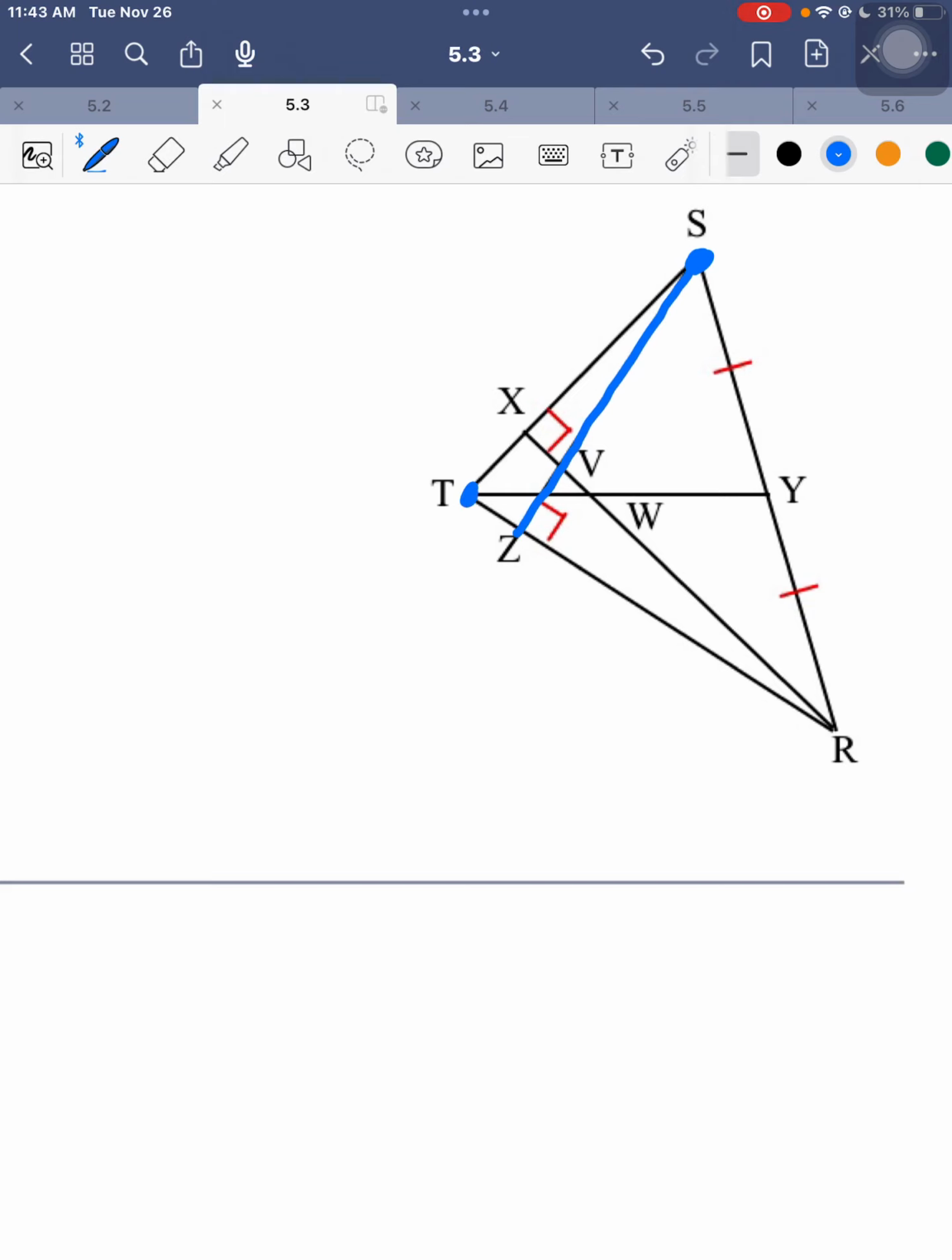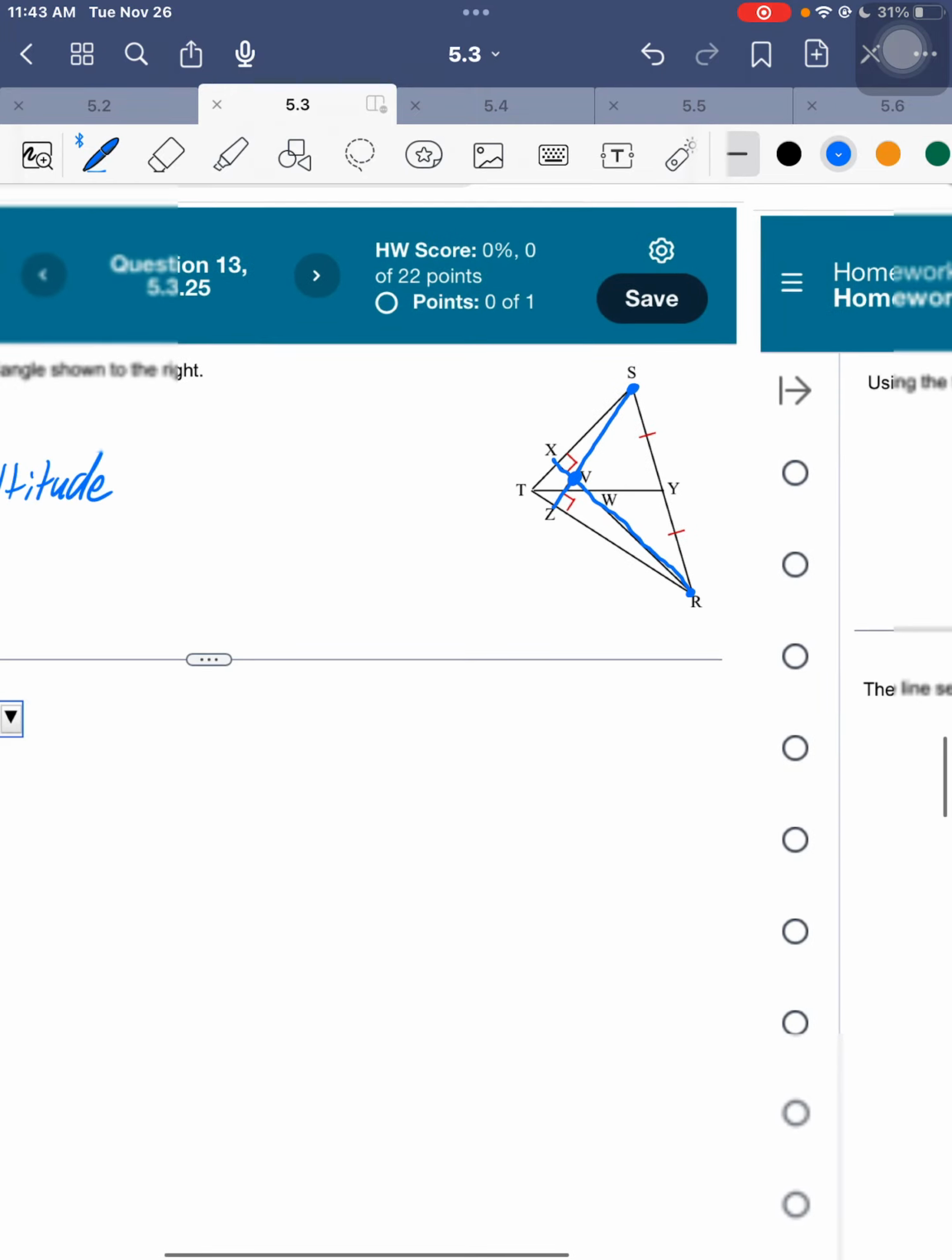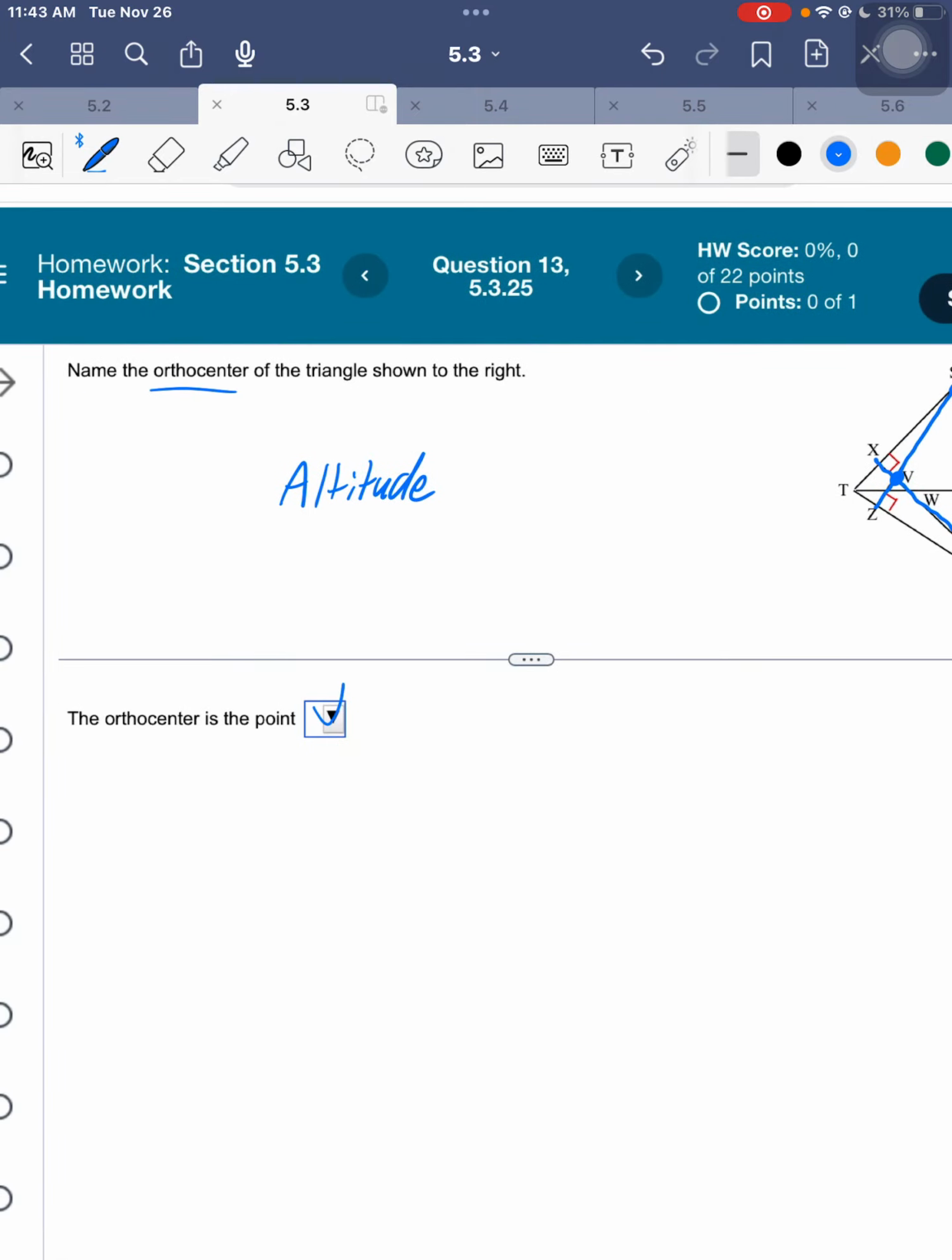Let's take a look at my T. My T is a vertex. There's no 90 degree over here, so it is not an altitude. It is actually, in fact, a median. But do I care about medians right now? No, I just want my orthocenter, which means I need a point of intersection of altitudes. So let's see, my R goes down to the 90 degrees. That means this is an altitude. So this is what? V. My answer is V. That's it.